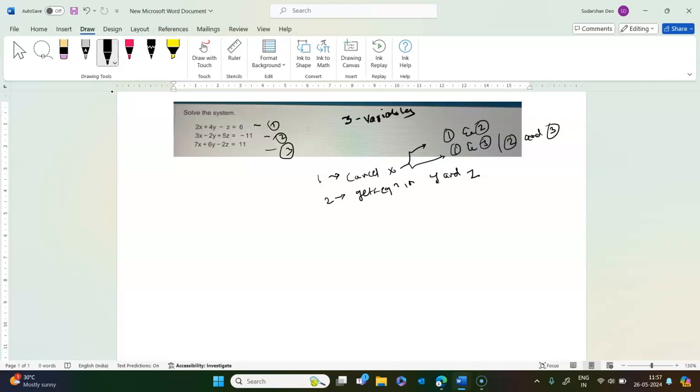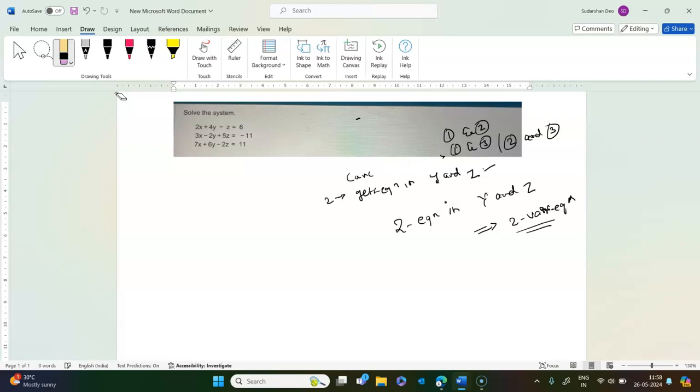Once you go for first and third, and first and second, you are getting equations in y and z. So you'll be getting two equations in y and z. Now it gets converted into two variable equations, and you'll be solving this and getting the answer. This is the procedure or method we will be adopting here. Getting clear? So let's begin with the procedure now.